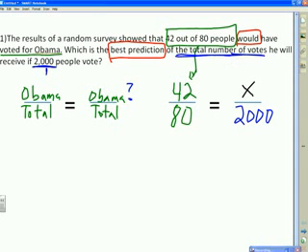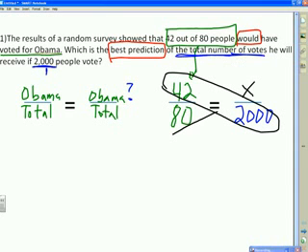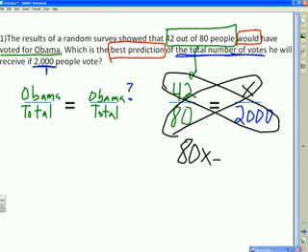Just to get you guys ready for algebra, let's go ahead and do butterfly. Let's multiply 42 times 2,000. And let's multiply 80 times x. Well, I like 80 times x because it's just 80x. That one's easy. I don't know it, but I do know that it's 80 times a number. Now, if you want to put parentheses around the x to help you remember it's multiply, that's fine.